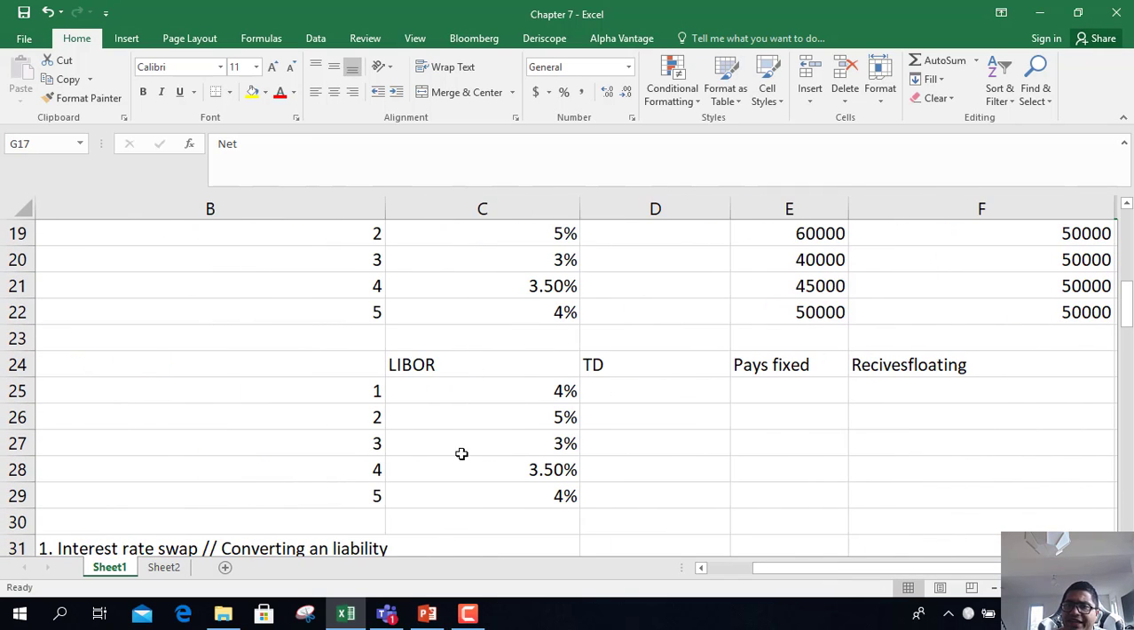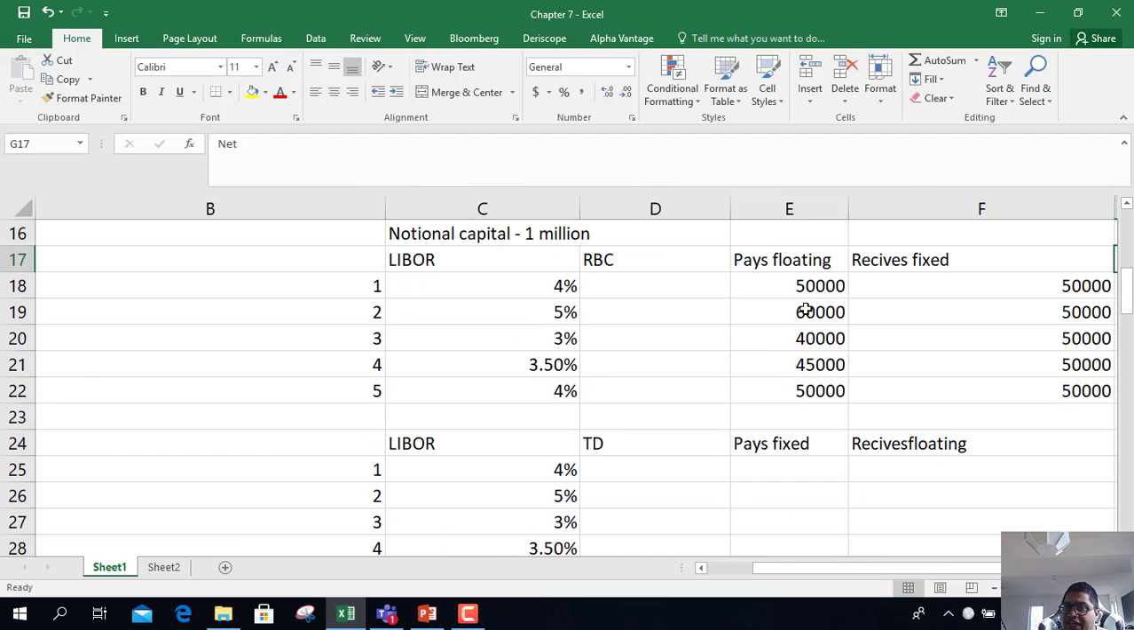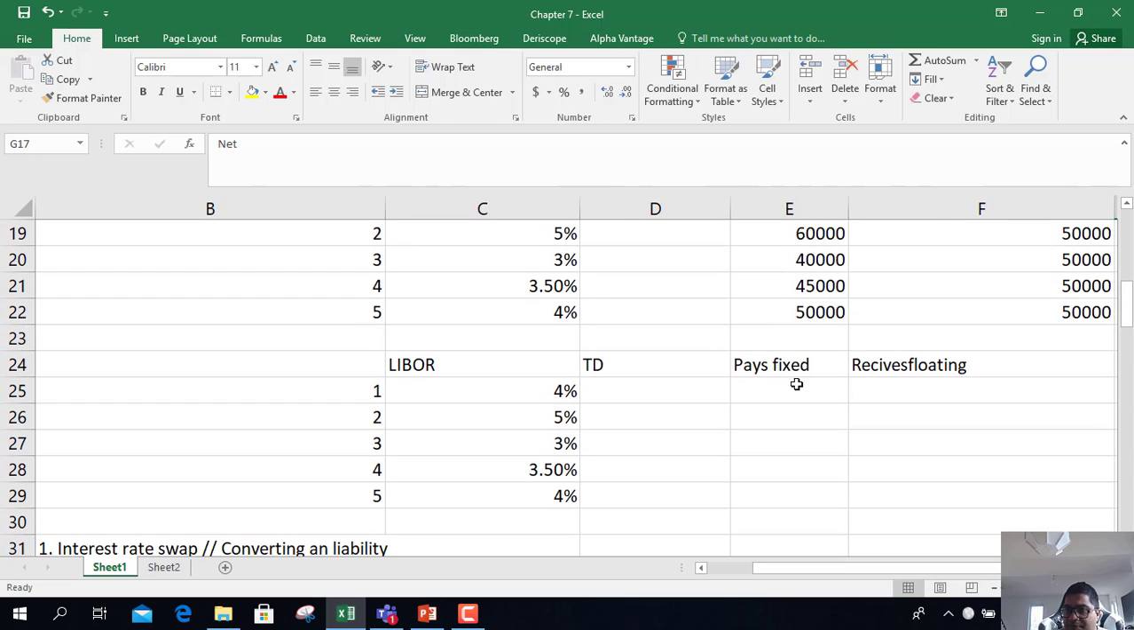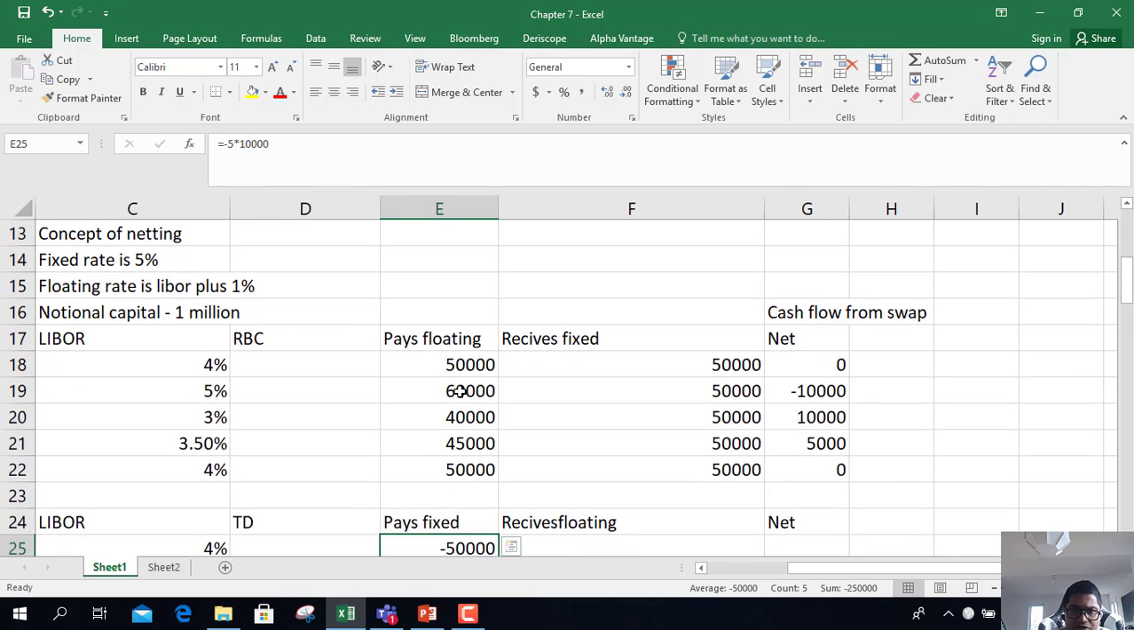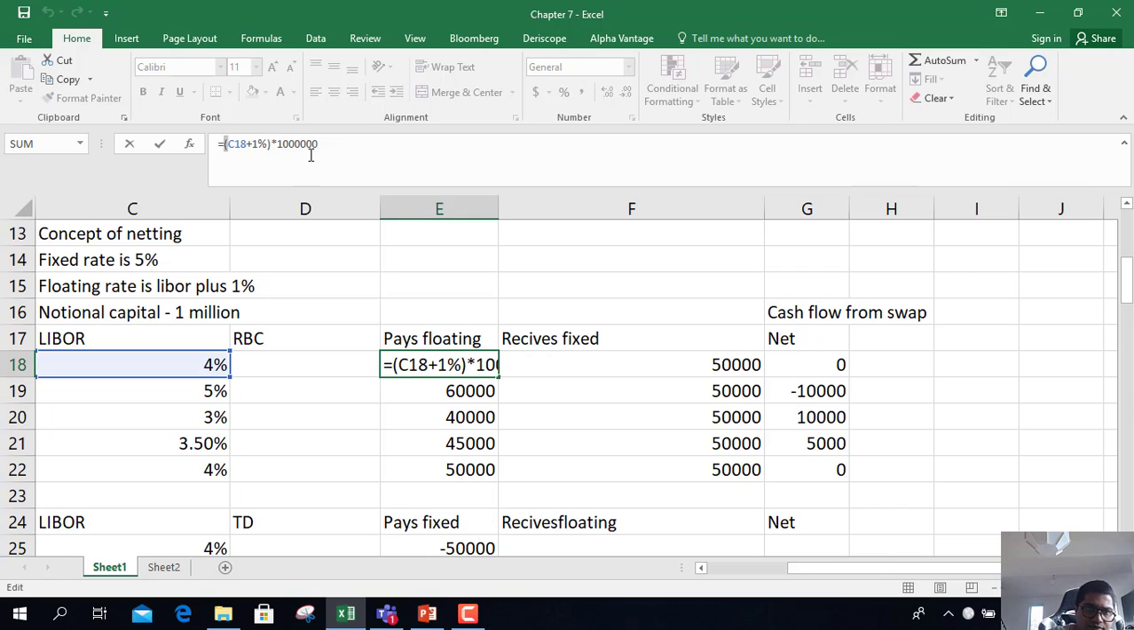In the same way, let's do it for TD. Now TD does the opposite thing. It pays fixed and receives floating. So how much does it pay? It pays 5% every year on a notional principal of 1 million, so it pays $50,000. Let's have a negative sign because it's paying 50,000 each year, and there should be a negative sign for this as well. The reason is you're paying, so payments are negative.